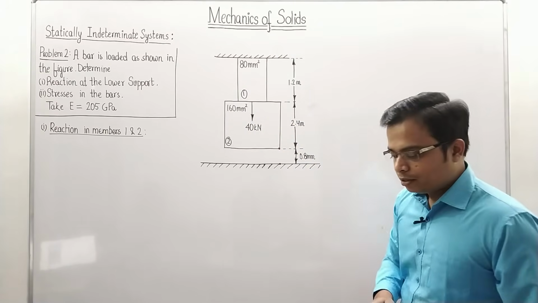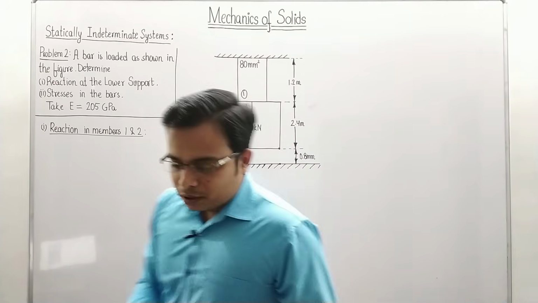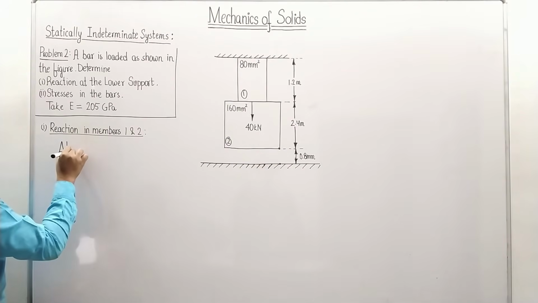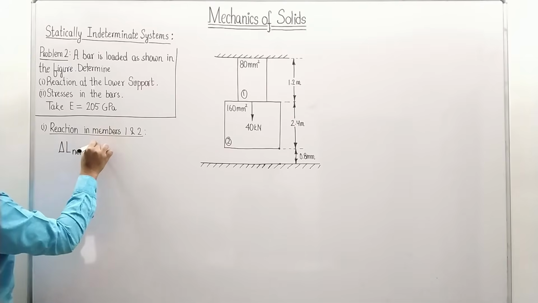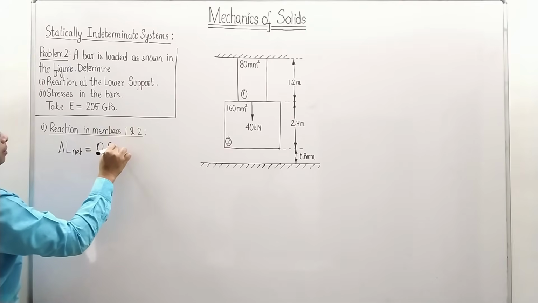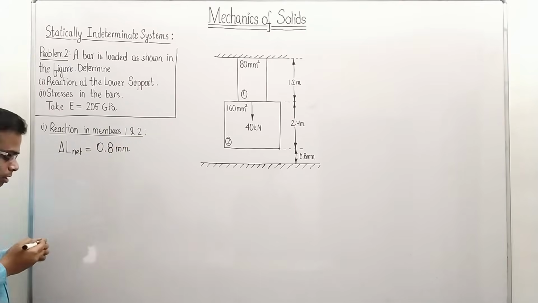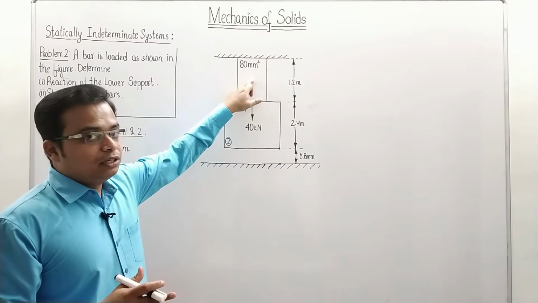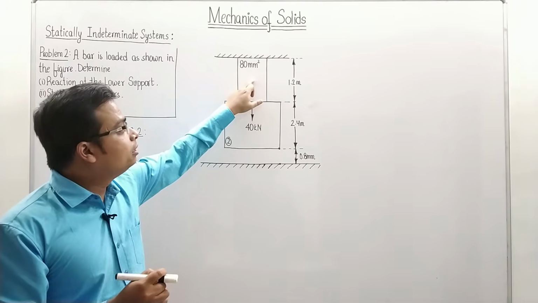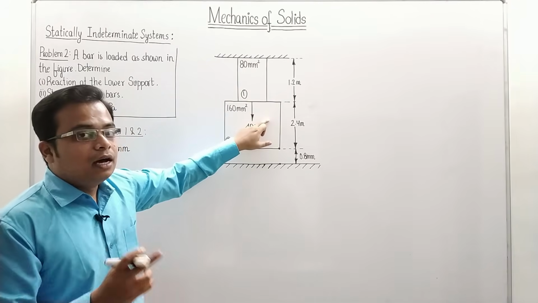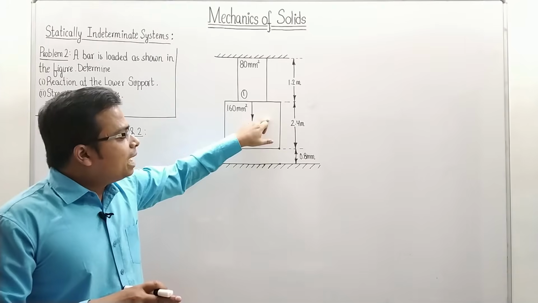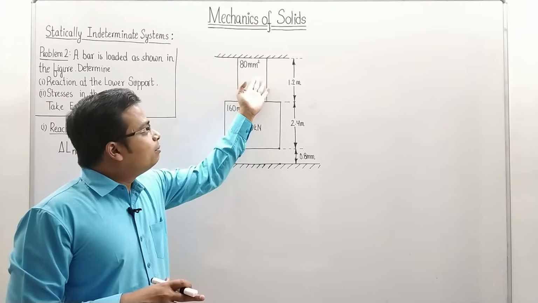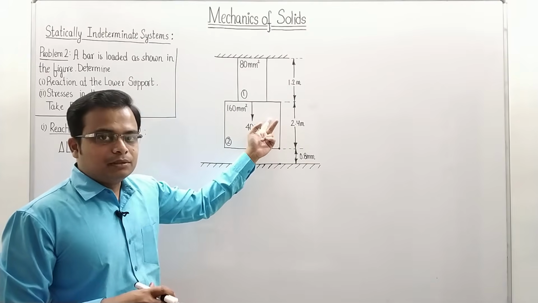That's for sure. Now guys, one thing is for sure: the net deflection, the total deflection, delta L net, will be equal to 0.8 millimeters. But at the same time, you must not forget that this member will be under tension, a positive deformation, and this member will be under compression, a negative deformation. Let me give you a very good deep analysis as to why this member is under tension and why this is under compression.